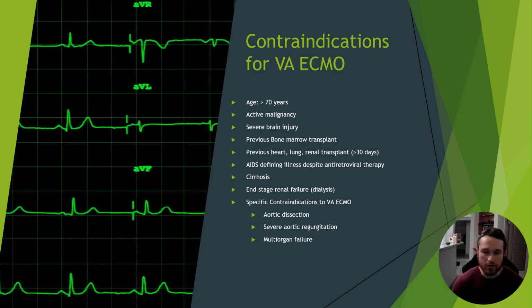And then we have some contraindications for VA ECMO. The age being greater than 70 years old, an active malignancy, severe brain injury, previous bone marrow transplant, previous heart, lung, or renal transplant greater than 30 days, AIDS-defining illness despite antiretroviral therapy, cirrhosis, end-stage renal disease on dialysis, and then some specific contraindications for VA ECMO: aortic dissection, severe aortic regurgitation, and then multi-organ failure.